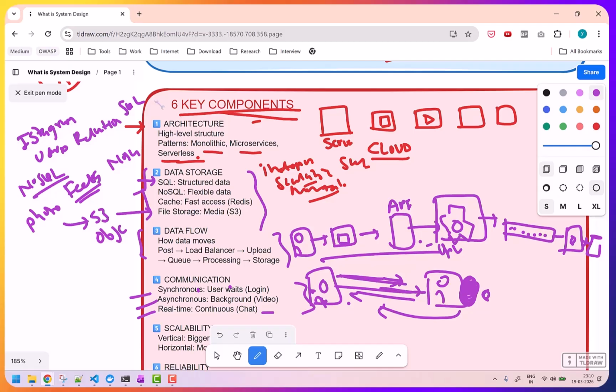Real-time communication is like WhatsApp communication. You send a message from here, and you instantly get the other message, right? Continuous chat. You are chatting here, you are getting it back. So that is a kind of different ways of communication. That also you need to consider when it comes to system design.